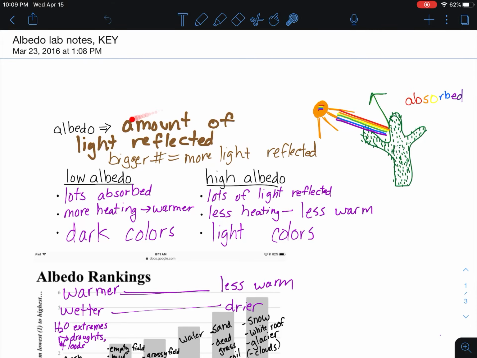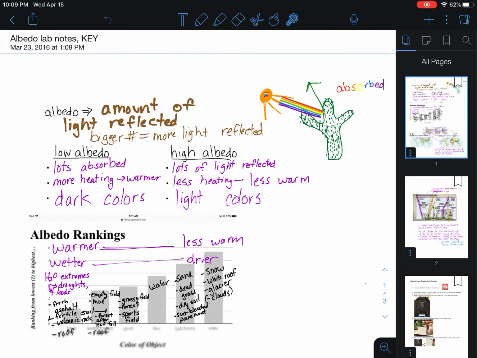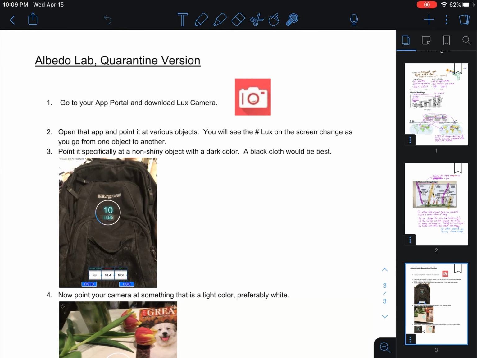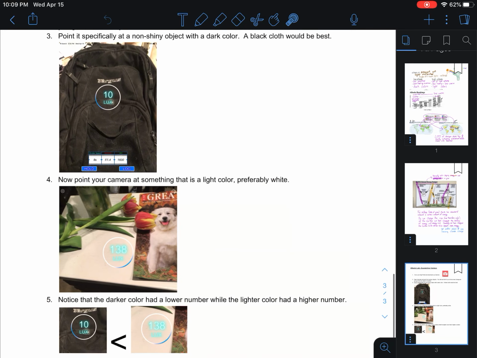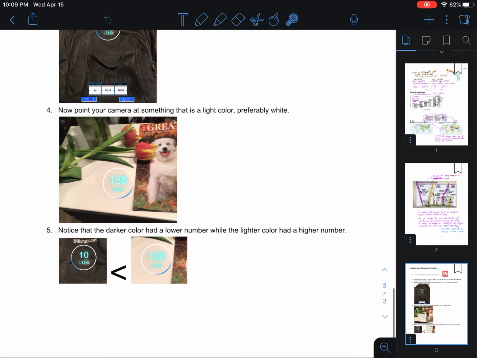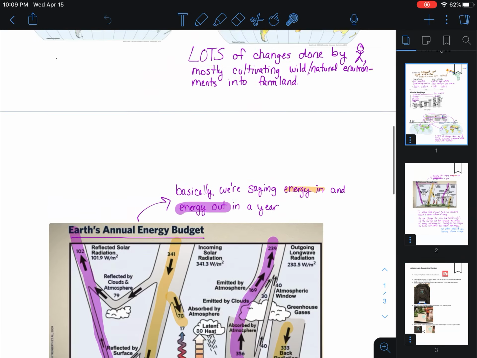Albedo is a word that means the amount of light reflected. Therefore, the bigger the number, the more light reflected. Now, let's think back to the lab I just had you do with the Lux camera app. We had a dark object that had a very low number and a lighter object that had a much higher number. So notice the darker color at a lower number with a lighter color at a higher number.